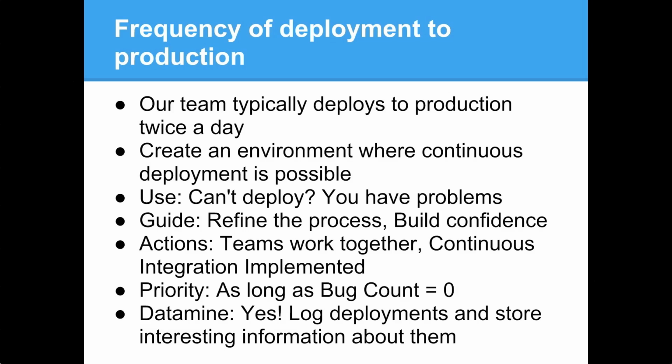The way you can guide your team to this conclusion through retrospection is to ask them about how they should refine the process and how they build confidence in the application. Actions that the teams can take is to work together to do deployments in what we would call a mob, or we set up a continuous integration server and have the build automatically deployed to a production environment. The priority of this is as long as your bug count is zero, you should be able to do this. We can data mine this. We can log deployments or mine continuous integration servers.